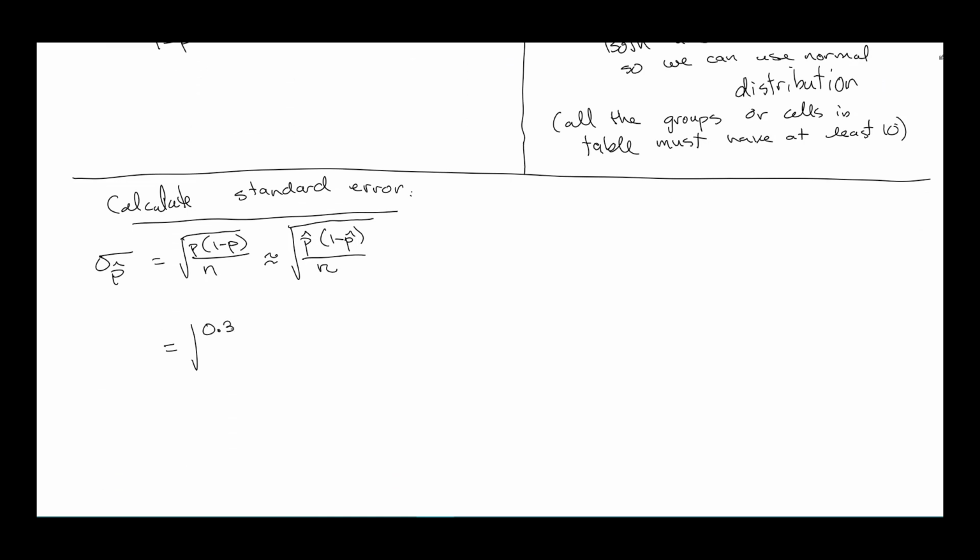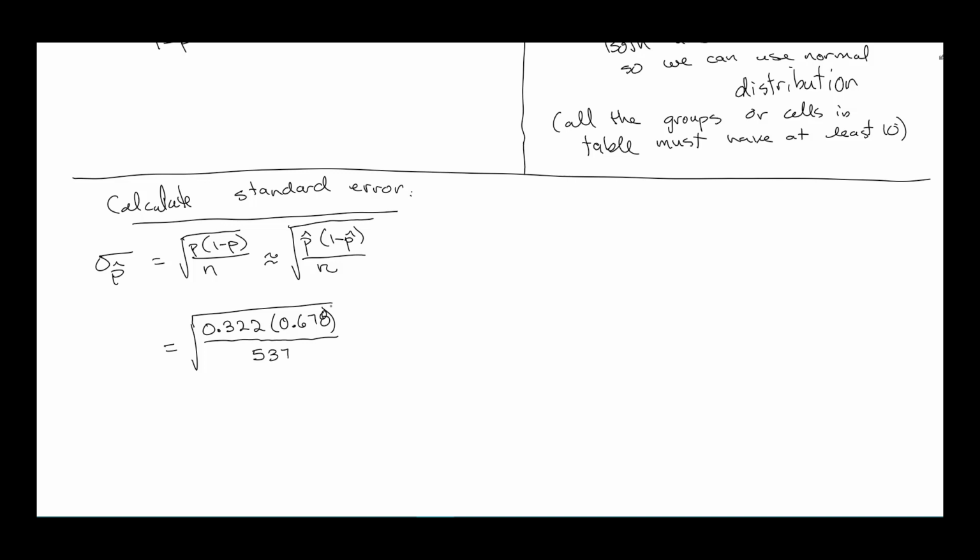So 0.322 times 0.678. Again, I would just put those in separately, rounded to 3 decimal places, instead of trying to do a whole bunch of parentheses underneath the square root sign. That's just asking for a mistake. And then we divide by our N, which is 537, and there's my square root sign over the whole thing.